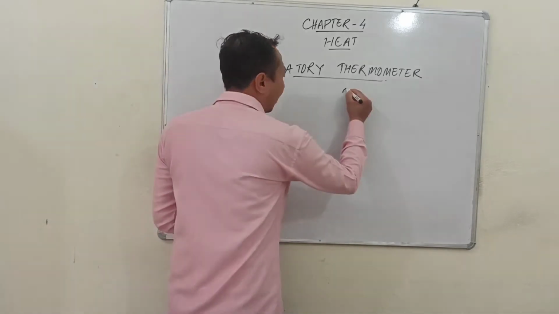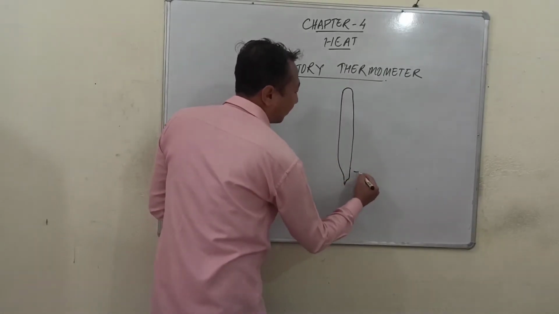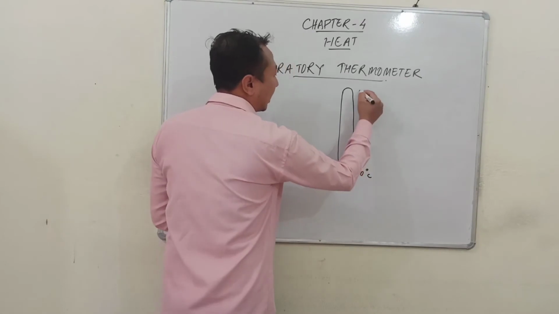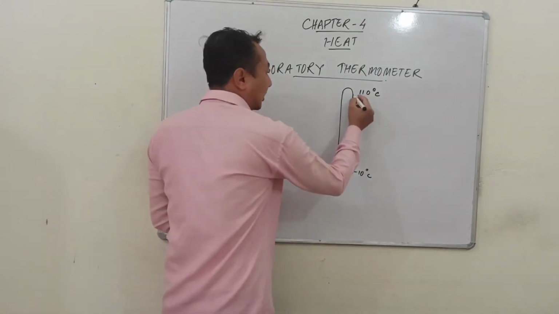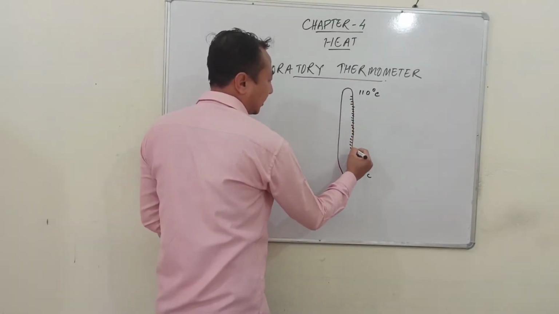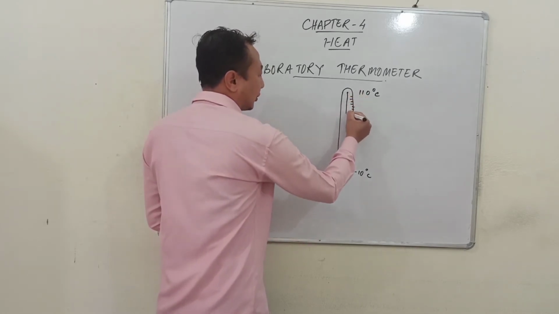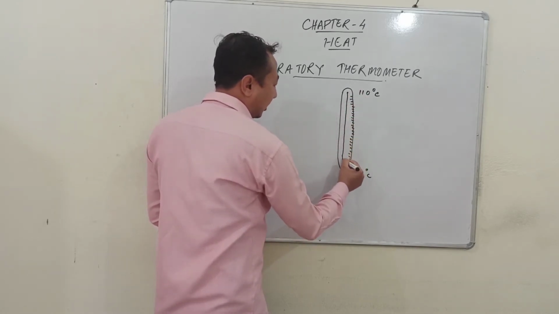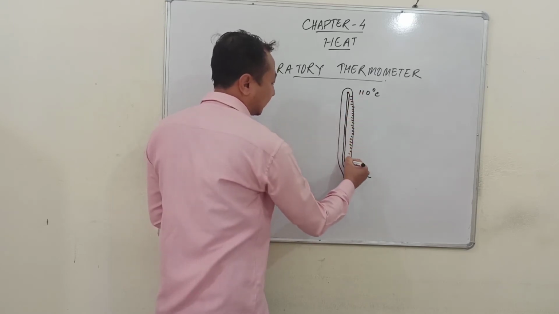In the laboratory thermometer, the marking is from minus 10 degrees Celsius up to 110 degrees Celsius. These markings are present at the side of the tube. Like the clinical thermometer, this laboratory thermometer also has a capillary which is connected with the bulb where mercury is fitted.